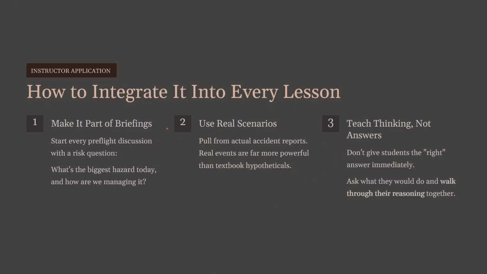And this slide explains how instructors can actually teach risk management during training. First, we can make it part of every briefing by asking questions like, what is the biggest hazard today? And second, we can use real scenarios or accident cases because they make the lesson more meaningful. And third, we should teach thinking, not just answers. So instead of immediately telling the student what to do, we can ask what they would do and why. That way, the student practices the decision-making process, not just memorizing the instructor's answer.